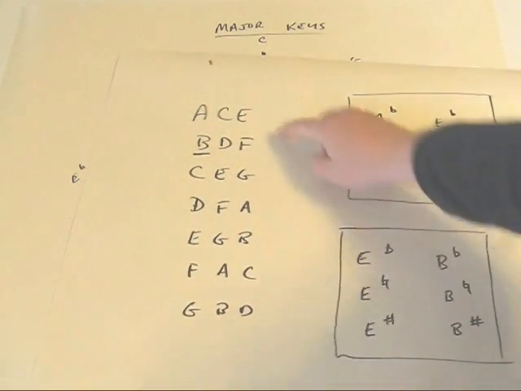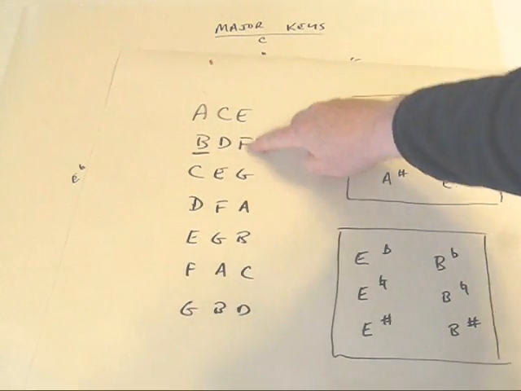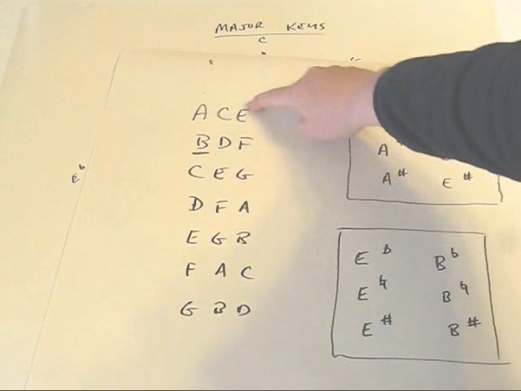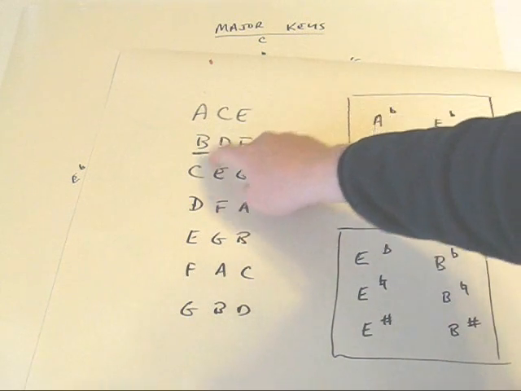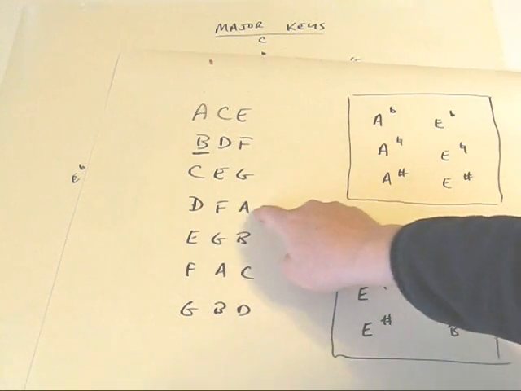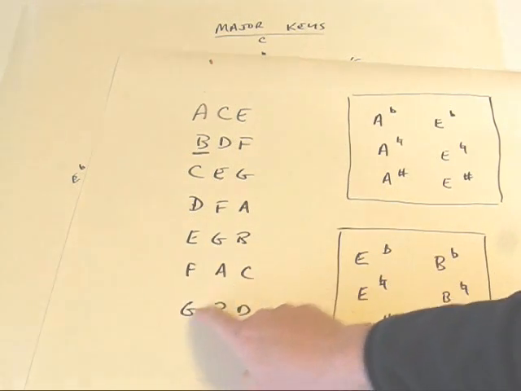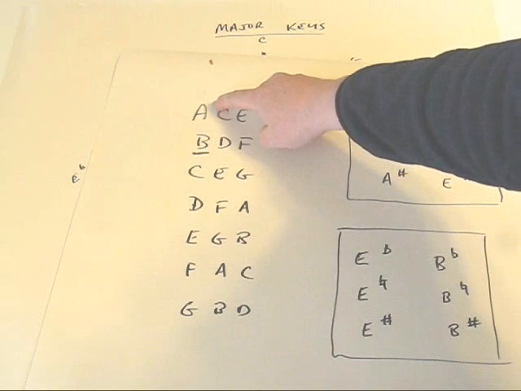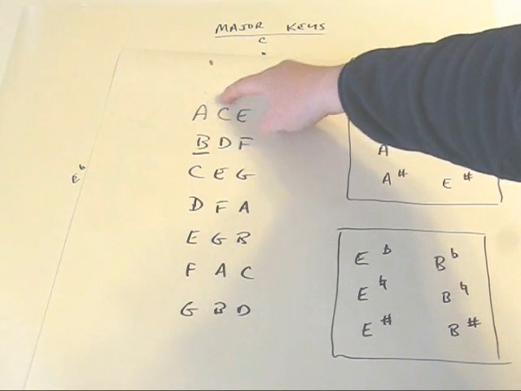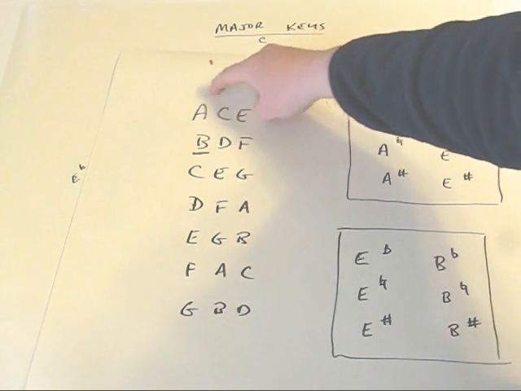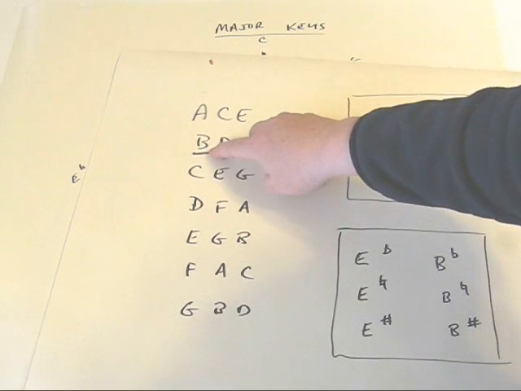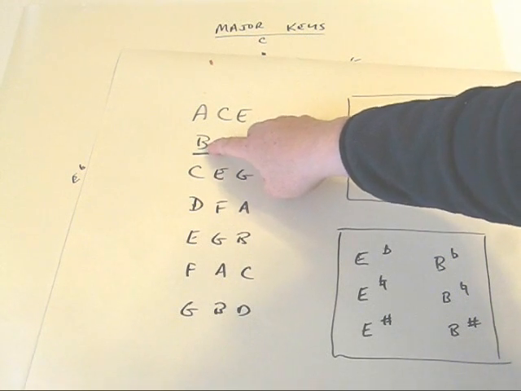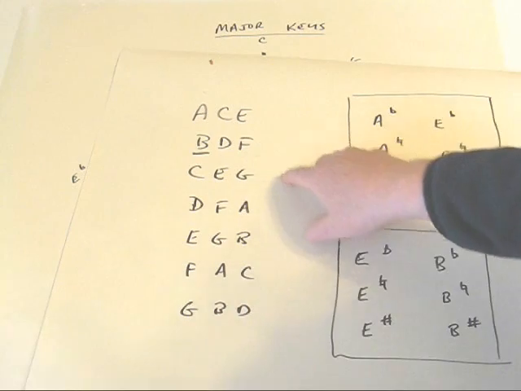And that is to memorize these 7 groups of 3 letters: ACE, BDF, CEG, DFA, EGB, FAC, GBD. This is basically your letter names for triads. And with one exception, and that's the group BDF, and I'll get to that in just a second.